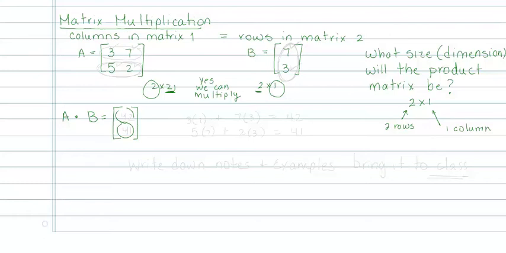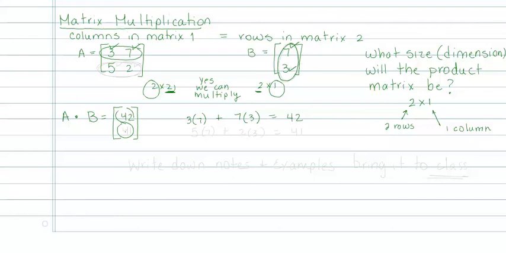To get the first number, which is in the first row and the first column, we're going to use the first row and the first column, and we're going to combine the numbers. It's going to be 3 times 7 plus, now we're going to do this 7 times that 3. And that's 21 plus 21, which is 42. That's what goes in here.